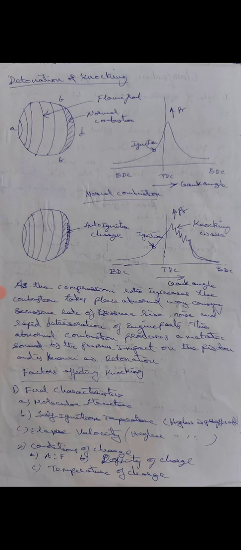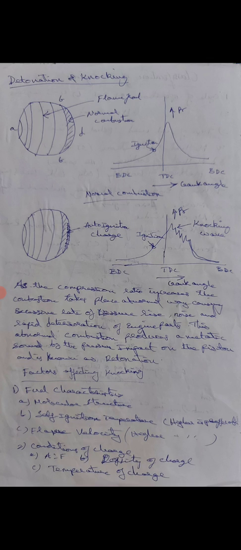Next, the molecular structure. The knocking also depends upon the molecular structure of the fuel that we are using. And next we have a third point, that is the self ignition temperature. Higher self ignition temperature is preferable. If the self ignition temperature is lower, then it takes ignition lag and there will be a sudden combustion at the end of the stroke. So that causes the knocking.